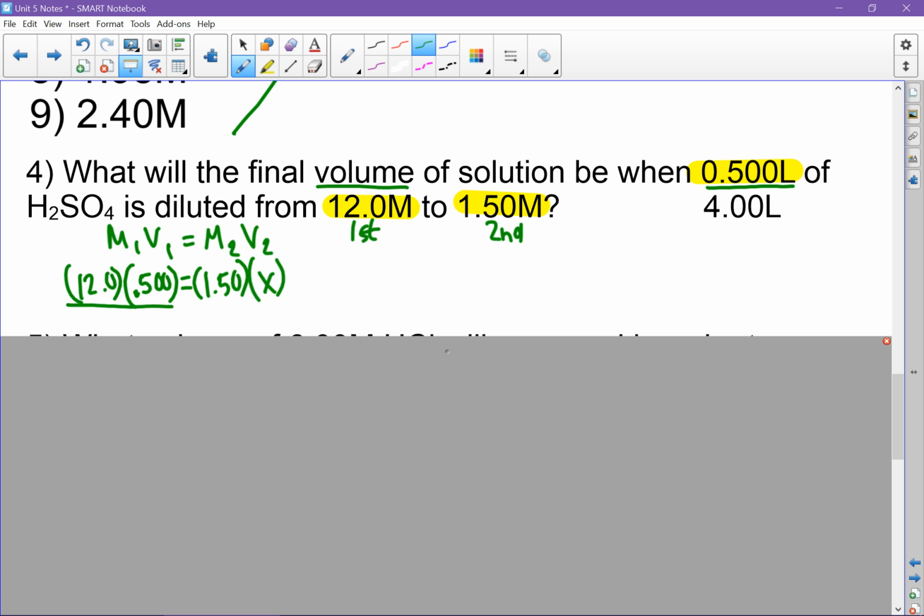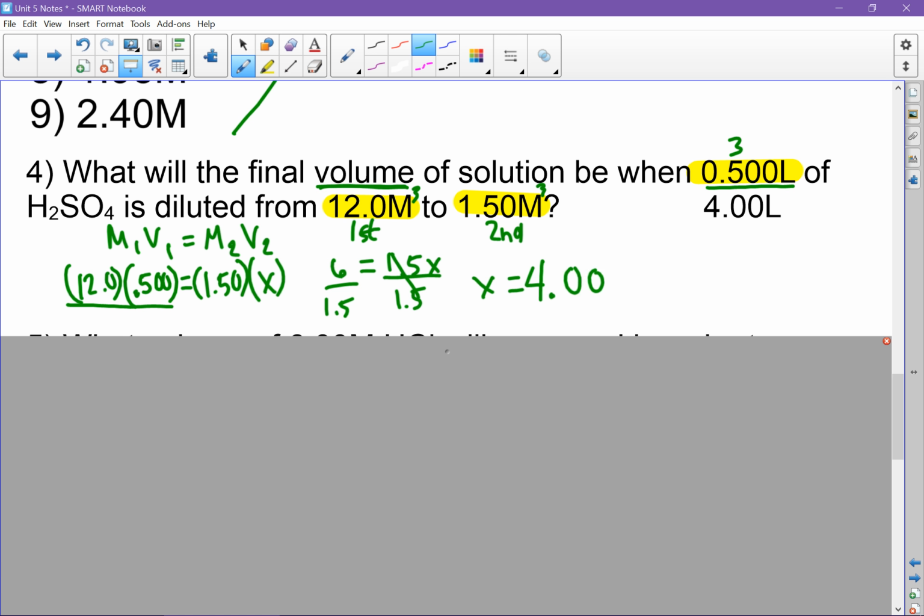So first multiply those two numbers, which equals out to 6. Then you have 1.5x, divide by 1.5. This cancels, and your calculator is going to tell you 4. And then for sig figs, you look, all of the original numbers had 3 sig figs. To make this 3 sig figs, you can put a 0.00 on it.